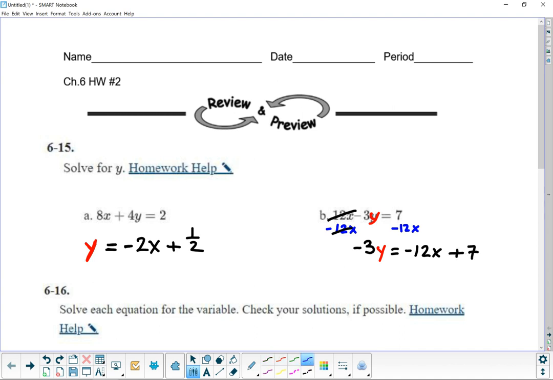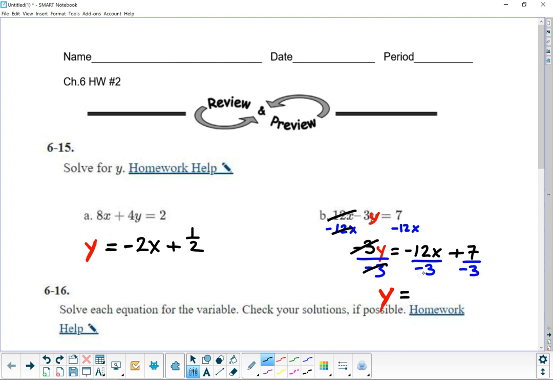Then I'm going to do the same thing. I'm going to get rid of the negative 3, which is multiplying y, and the opposite of multiplying y by negative 3 is dividing by negative 3. And again, I'm going to divide the whole thing by negative 3, but I can rewrite this as divided by negative 3 and divided by negative 3. And that's going to cancel, and it's going to leave me with just my y.